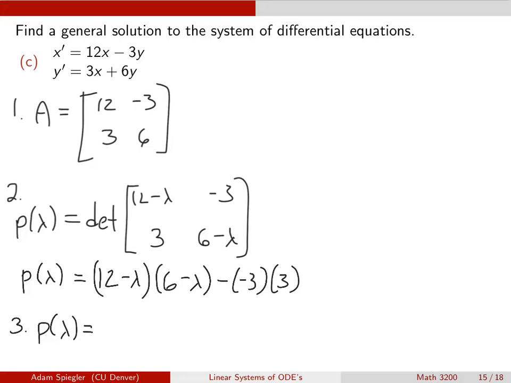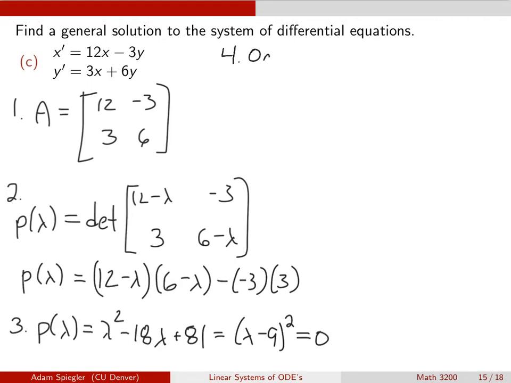So grouping these terms together and solving, we get that P of lambda is equal to lambda squared minus 18 lambda plus 81. And setting that equal to 0, we could factor that into lambda minus 9 squared. So here we've got one repeated real root, or one repeated real eigenvalue.